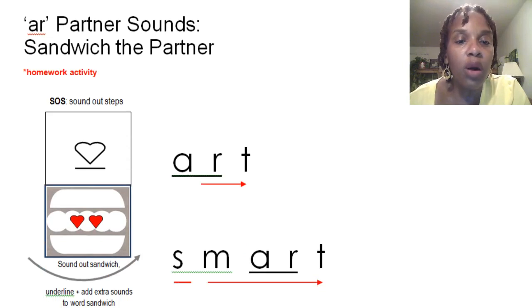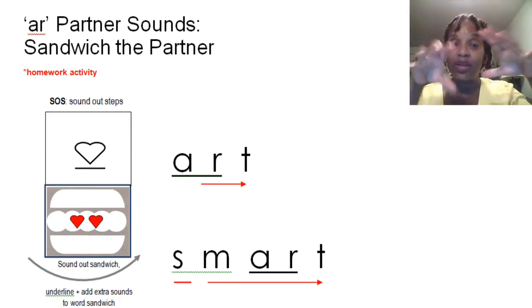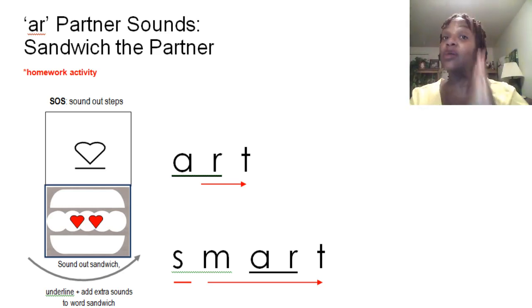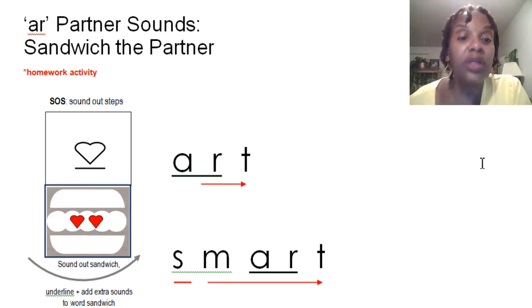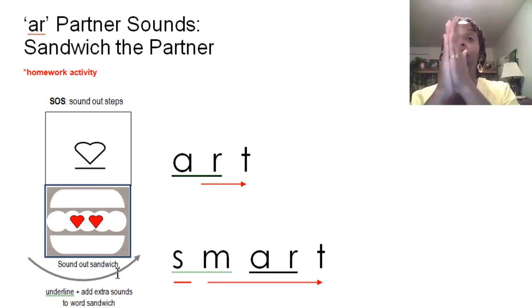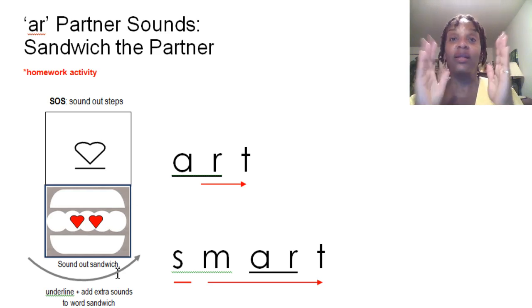Alright, so this is more homework where you're going to sandwich the partner. You're going to zoom in on that partner, and you're going to sandwich between two sounds if it's possible, okay? And you're going to follow the sound out steps. In step number 1, you're going to underline the partner. Step number 2, you're going to sandwich that partner. When you make a word sandwich, that means you're going to sandwich the partner between the sound on the left and the sound on the right, okay?